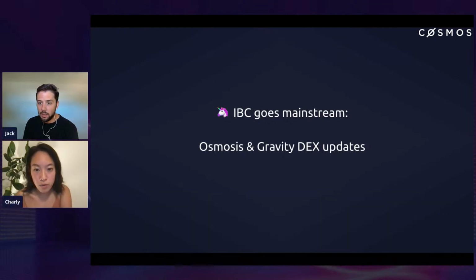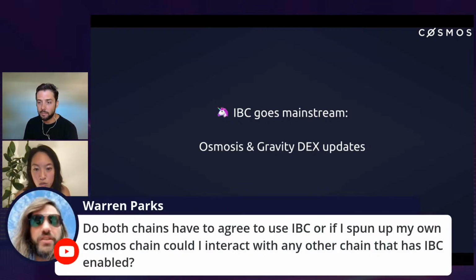Warren Parks asked, do both chains have to agree to use IBC? Or if I spin up my own Cosmos chain, could I interact with any other chain that has IBC enabled? So both chains do have to have IBC enabled. And what that directly means is that you have to have a version of the consensus algorithm from each chain on the other chain. So they have to be able to understand how the other chain comes to agreement.